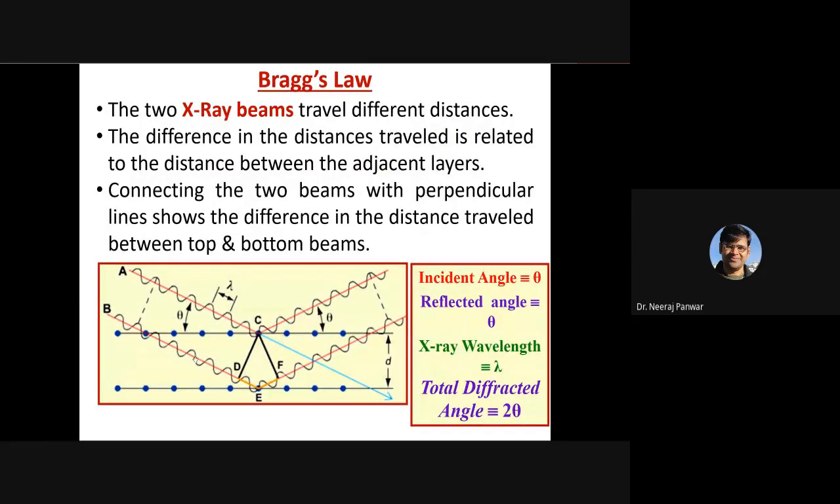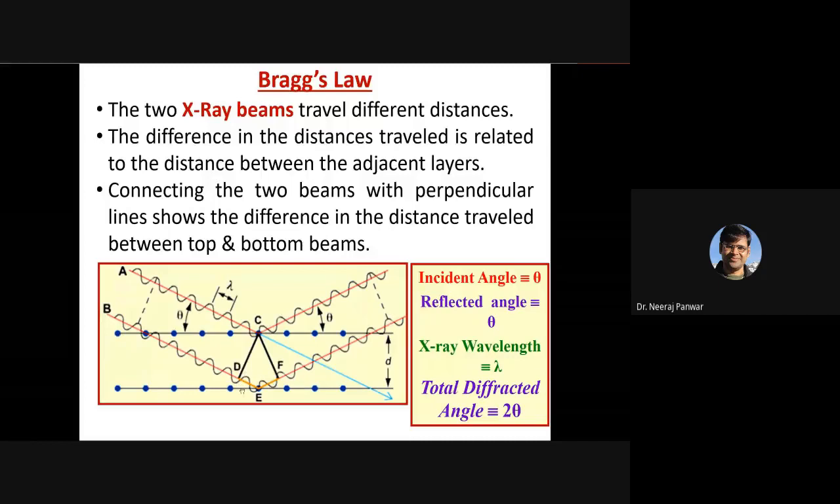In the same diagram, two X-ray beams travel different distances. For example, beam A strikes this atom and is reflected in this direction. Beam B strikes atom E, but if we draw the normals from C on this line, then DE plus EF represents the extra length traveled by this second beam.